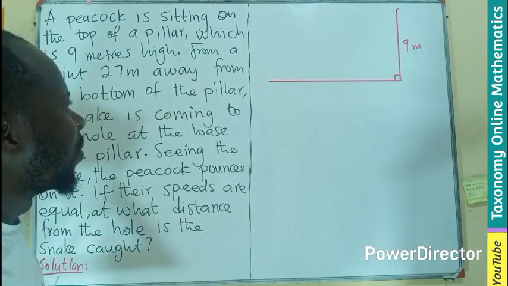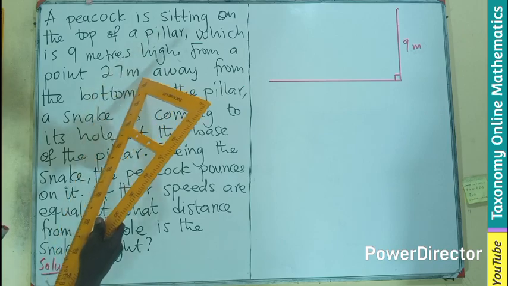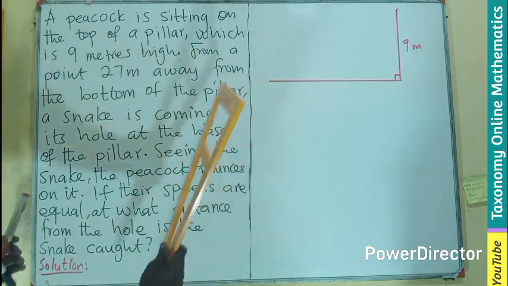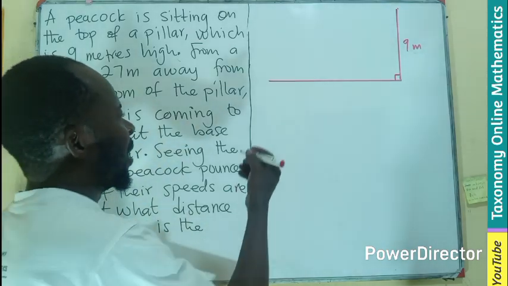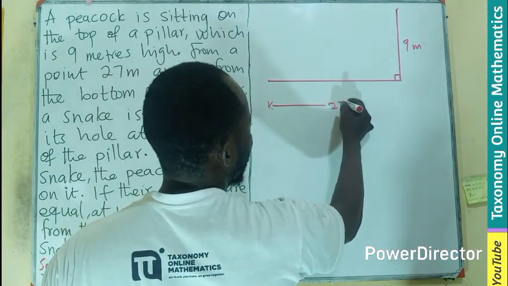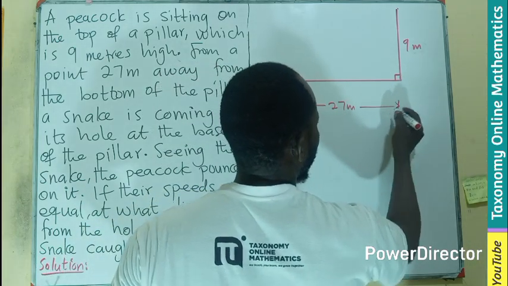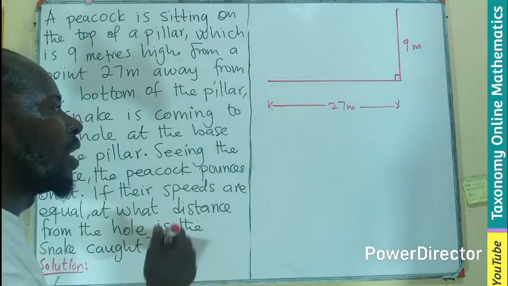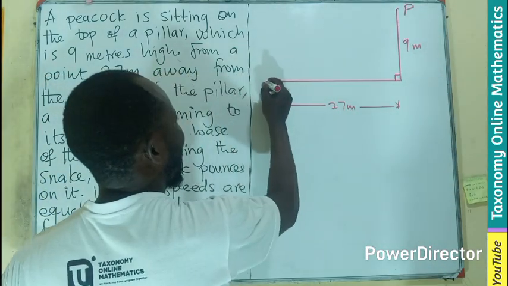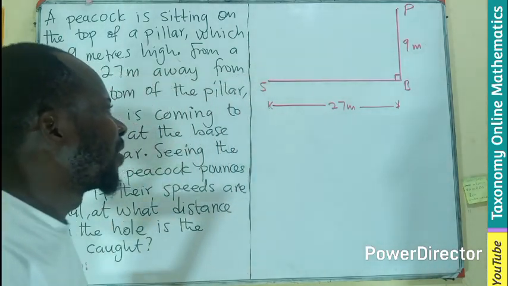Alright. Now, we have a point 27 meters away from the bottom. This is the bottom of the pillar, 27 meters away. So we can say that the snake is also here, at a distance of 27 meters. Snake is here, peacock is there. So if I use P representing the peacock, S representing what? Snake, B as the base, right?